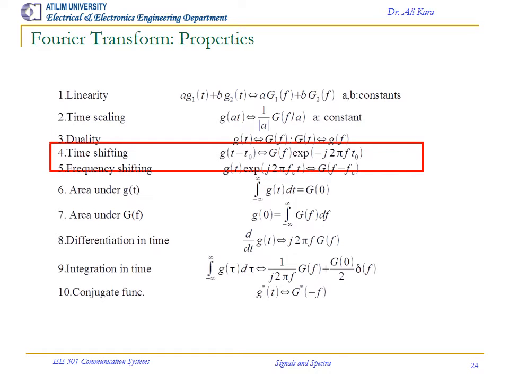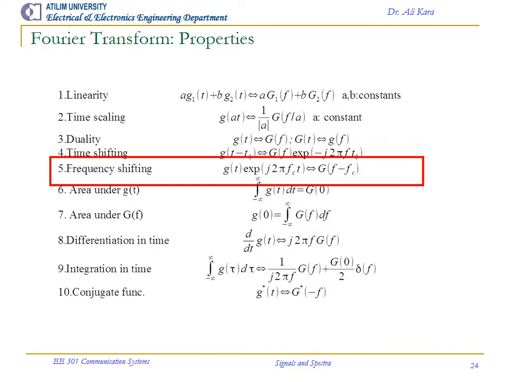Time shifting. Time shifting property states that if the function g of t is shifted in the positive direction by an amount t0, the effect is equivalent to multiplying its Fourier transform capital G of f by the factor exponential -j2 pi ft0. The amplitude of capital G of f is unaffected, but the phase is changed by -2 pi ft0.